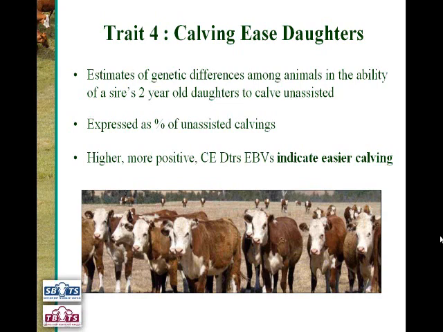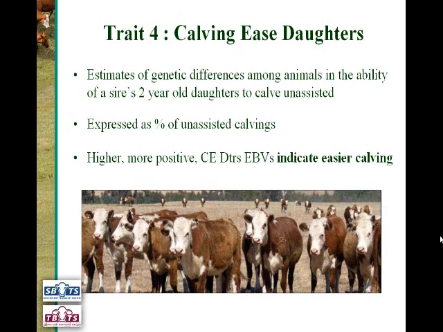The next EBV is calving ease daughters. So again, relating to calving ease and expressed in percentage of unassisted calvings. But this time, as opposed to calving ease direct, it's not if we join a bull to heifers what level of calving ease we would expect, but once that sire's daughters are on the ground and themselves are calving at 2 years of age, what difference in the percentage of unassisted calvings would we expect?